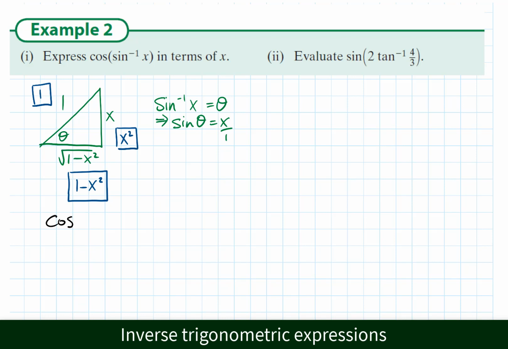So now we have enough information to find the cosine of this angle. So the cosine of theta, or sine inverse of x, is equal to the adjacent over hypotenuse, which is the square root of 1 minus x squared, over 1, which is the same thing as the square root of 1 minus x squared. So that's the solution.